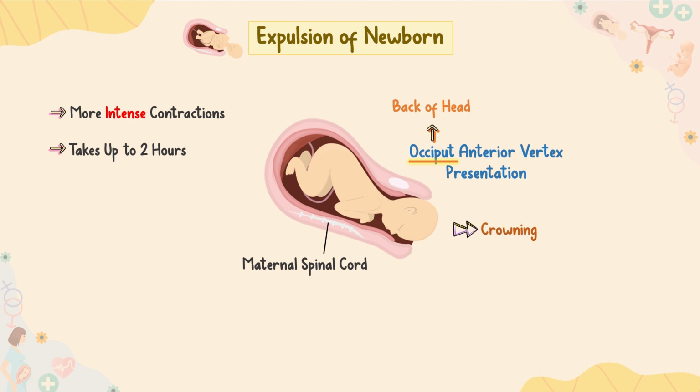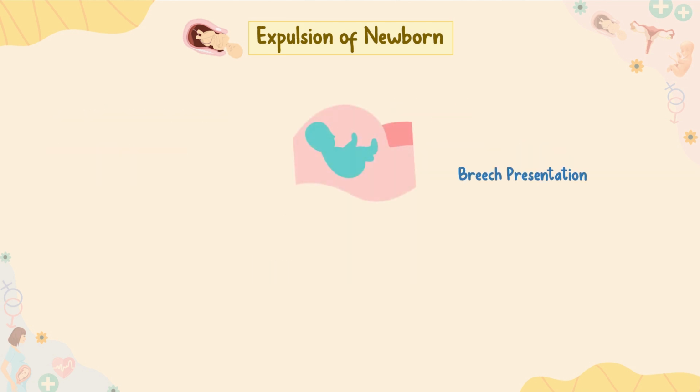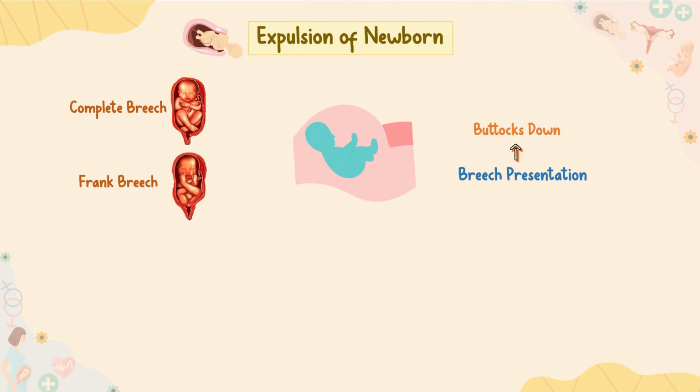However, in some cases, the infant is oriented in the breech presentation, or buttocks down, so that the buttocks come out first. There are 3 types of breech presentations. Complete breech, in which the fetus is sitting with flexion of both hips and both legs in a tuck position. Frank breech, in which the fetus has flexion of both hips and the legs are straight, with the feet near the fetal face in a pike position.